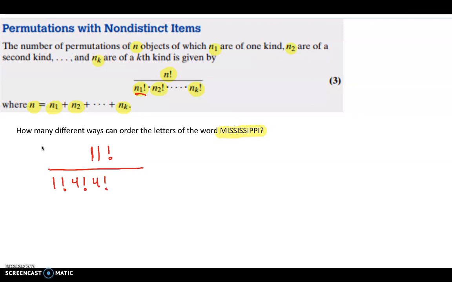Okay, 4 factorial for the S's. And then there are a couple of P's. And notice that these should add up to 11. So 1 plus 4 is 5, 9, 11. So those should add up to 11. And then now if I do this calculation, I would get 34,650. So there are 34,650 different ways to order the letters in Mississippi that would look different.